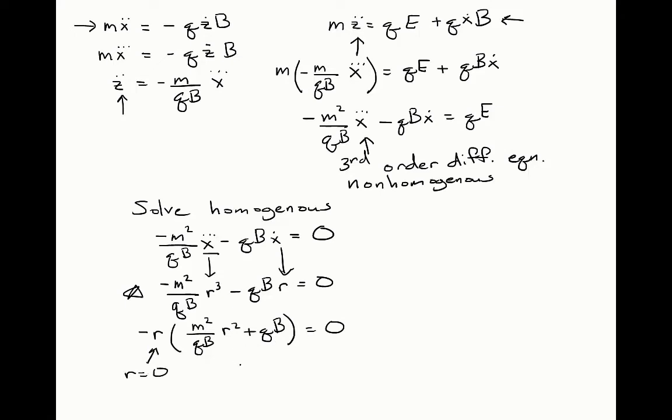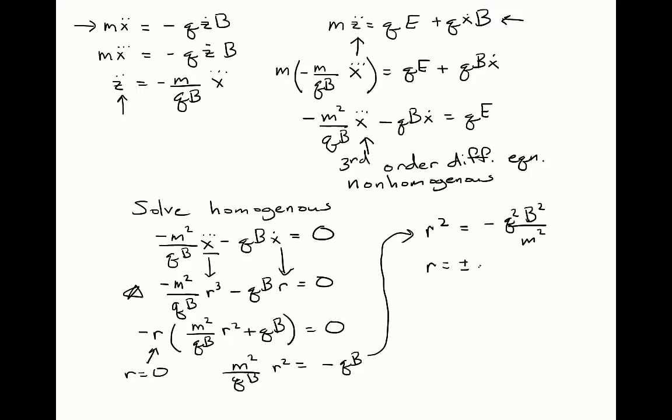Okay, so now we're continuing trying to solve for r. If we take the square root, we get plus or minus i√(qB/m). So we have 3 roots. Let's copy those over on the next page.